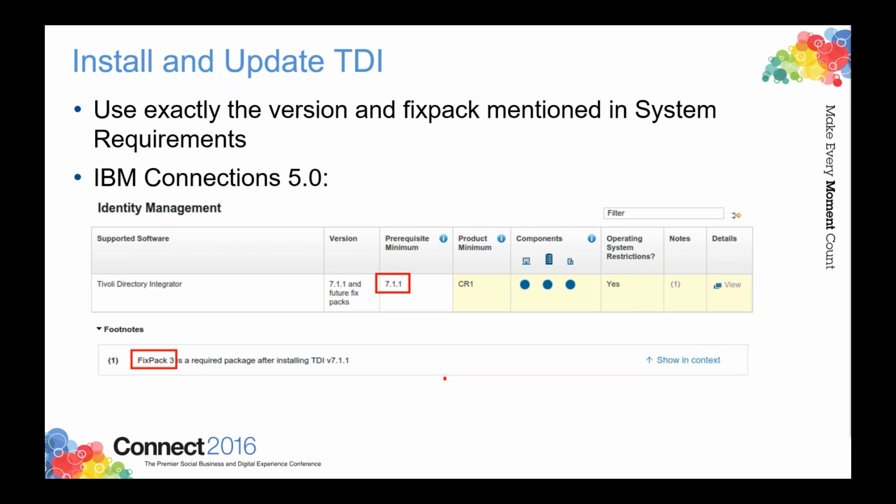So, which version should you install? Installing and updating TDI, please read the requirements document before you start your deployment. There is normally mentioned the version and the Fixpack you need to install. So for Connections 5.0 it's 7.1.1 and Fixpack 3. So please use Fixpack 3 or you'll get some errors during starting TDI.